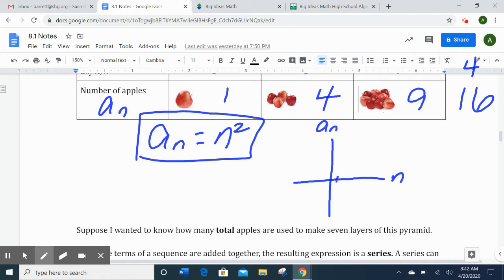So when n is 1, a sub n is 1. So I'm going to make a point. When n is 2, a sub n is 4. So I'm going to make a point. When n is 3, a sub n is 9, so I'm going to make a point. And then when n is 4, it's up to 16. So it's going to have kind of a curved shape. Now, I actually don't know if I want to attach that because I don't have a 2.5 layer or something like that. So I actually think I just want 5 points. But it's going to have that curved shape.